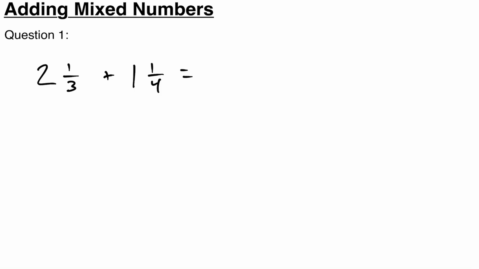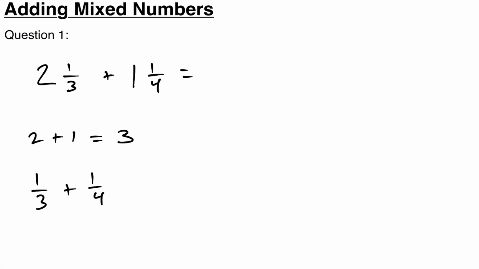So first, we're going to add the whole numbers. So 2 plus 1 is equal to 3. And we can set that to the side. Next, we're going to add the fractions. So essentially now we have 1 over 3 plus 1 over 4.